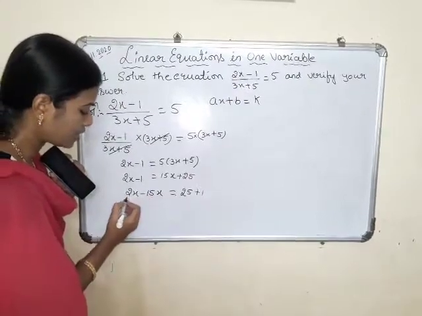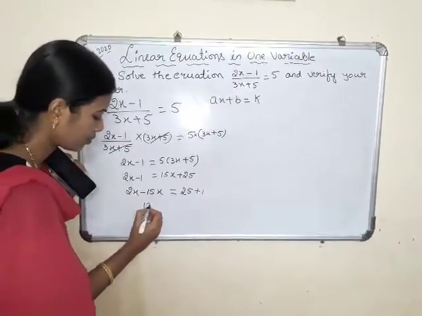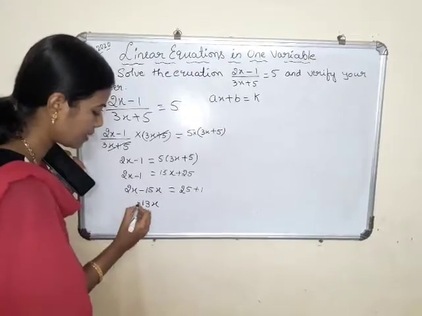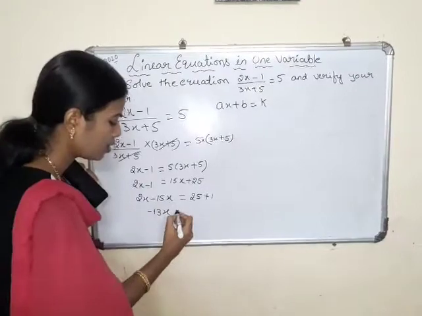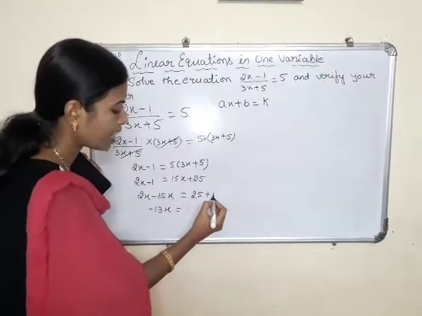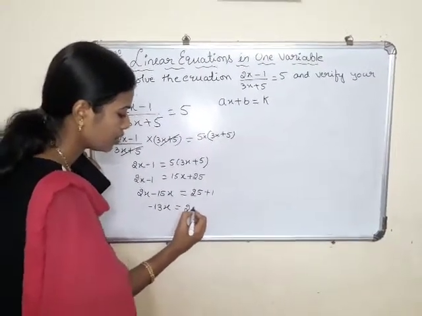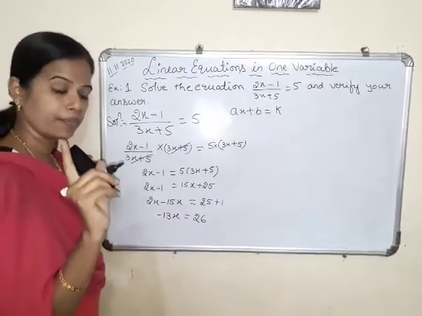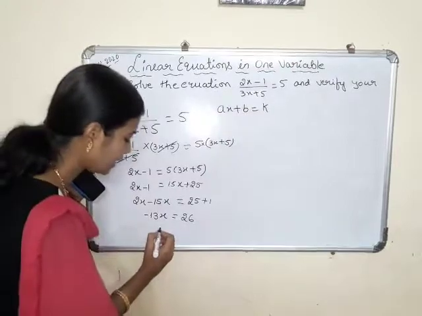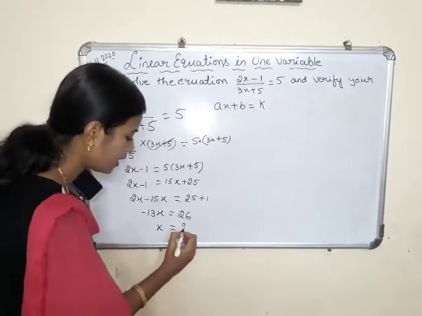15 minus 2 is 13x. Greater number sign minus, is equal to 25 plus 1 is 26. Here you need only the x term. Minus 13x is equal to 26.